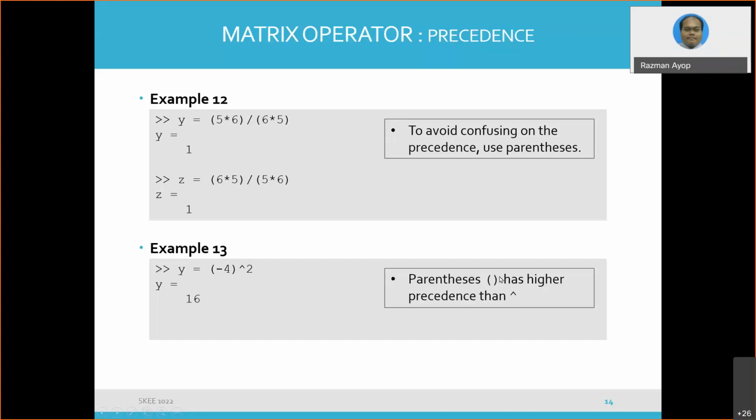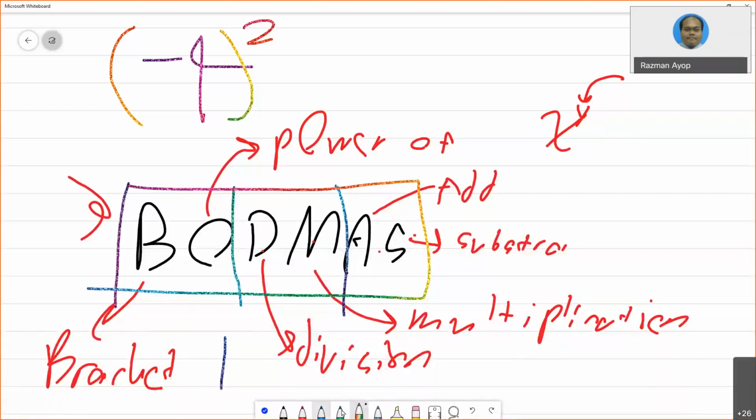Okay, this one I showed before. Because bracket is the first one, and then the power of. So you solve this first. For this case, it has higher precedence than power of. So I should put another label. So solve this first, 1. Then this one is 2. This one is 3. And then this one is 4. If it is together, at the same level, make sure you solve the left side first, then the right side.